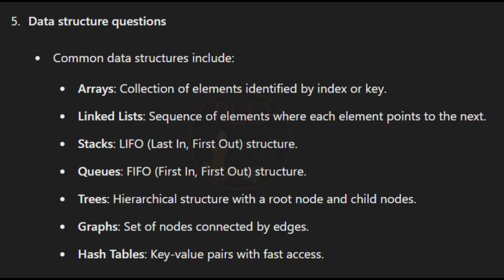And the tree is a hierarchical structure with a root node and child nodes. Graphs have a set of nodes connected by edges, and the hash table has key value pairs with fast access.